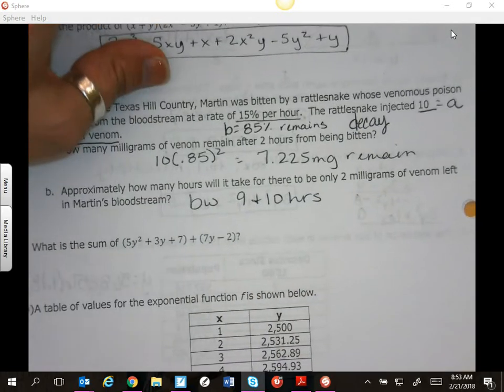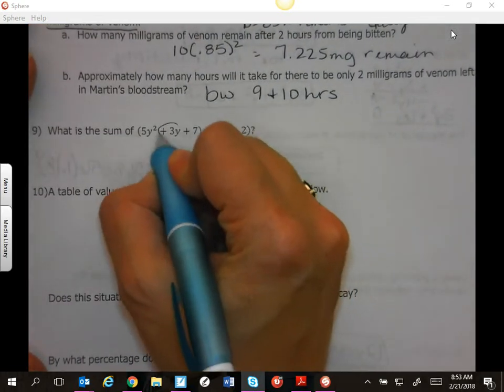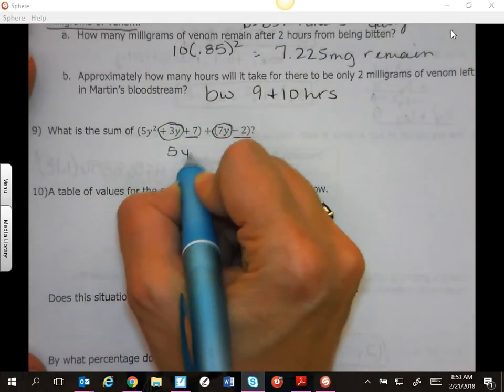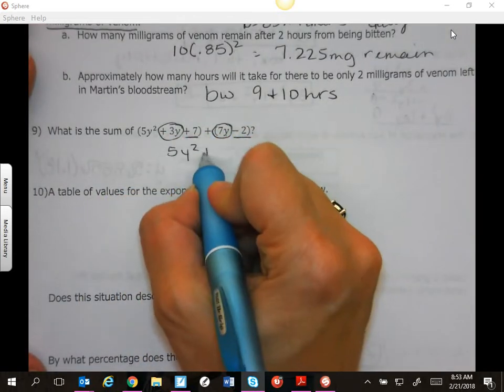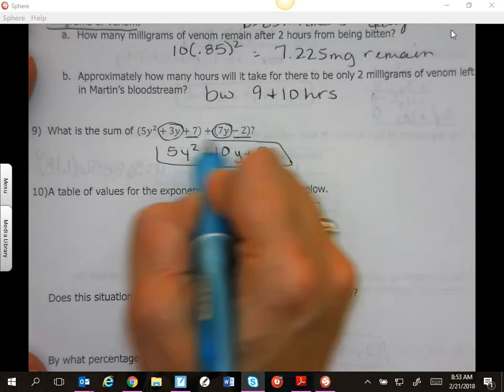What is the sum? So this is purely collecting like terms. So this can go with this, and this with this. There's no other y squared. So 5y squared, this is 10y, and this is 5.